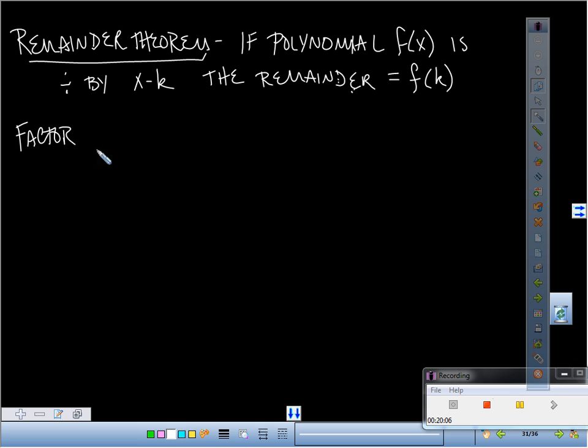I don't like theorems. The factor theorem. Now, in order for something to be a factor, what does its remainder have to be? 0. So here's what the factor theorem says. It says x minus k is a factor of f of x.